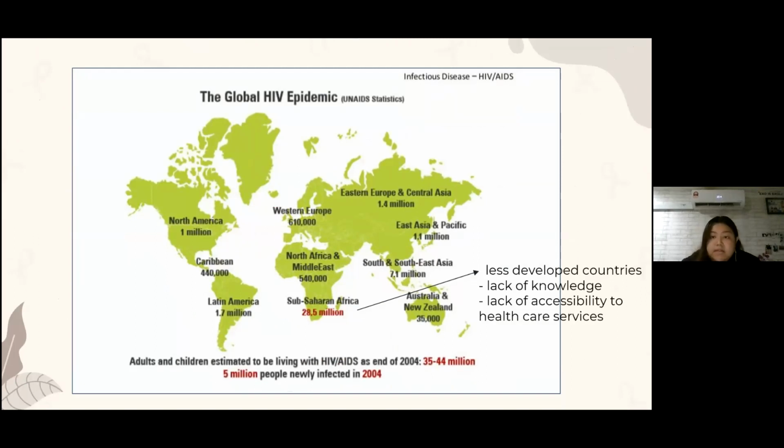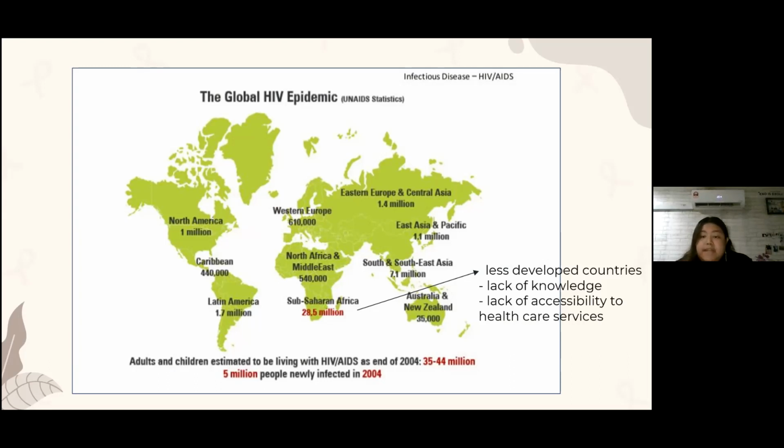So as you can see in this diagram, we will focus on Sub-Saharan Africa, where the number is highlighted in red, which is 28.5 million. It is because Sub-Saharan Africa consists of less developed countries, which means that they have a picture of low per capita income and widespread poverty. Poverty enhanced the spread of HIV and AIDS.